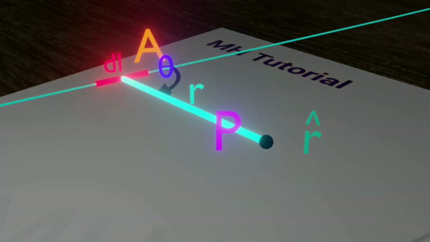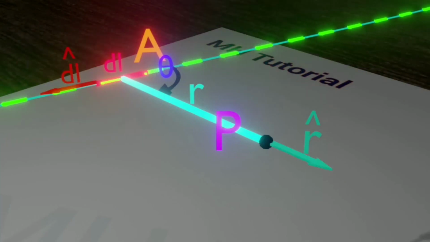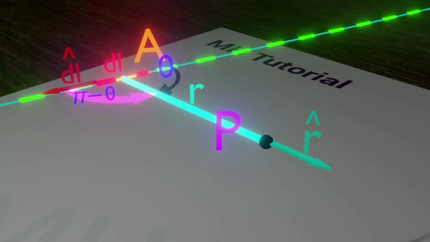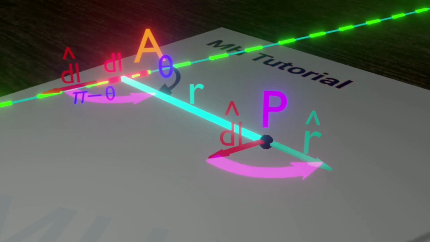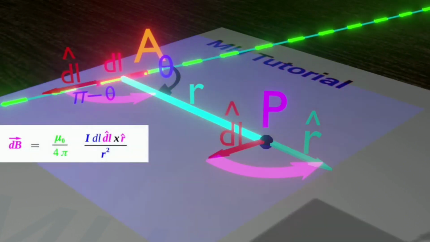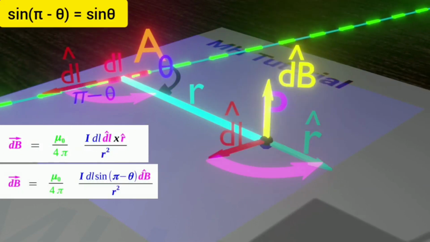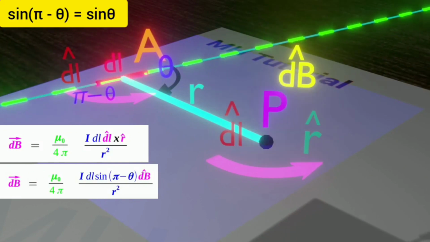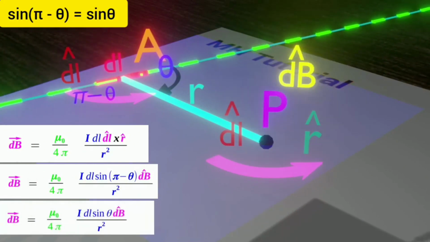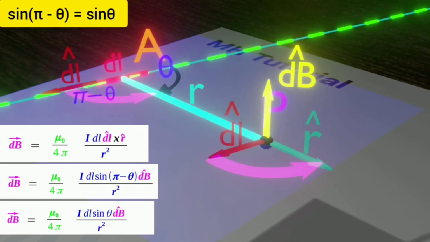Now let's change the direction of the electric current. In that case, the direction of dl will be opposite, and the angle between them is pi minus theta. Multiplying cap dl cross cap r, we get sine pi minus theta into cap dB. Sine pi minus theta is equal to sine theta. And the direction of the dB is now upwards. Thus, if we switch direction of the current, the direction of dB also changes. This time it should be completely opposite to its previous direction.